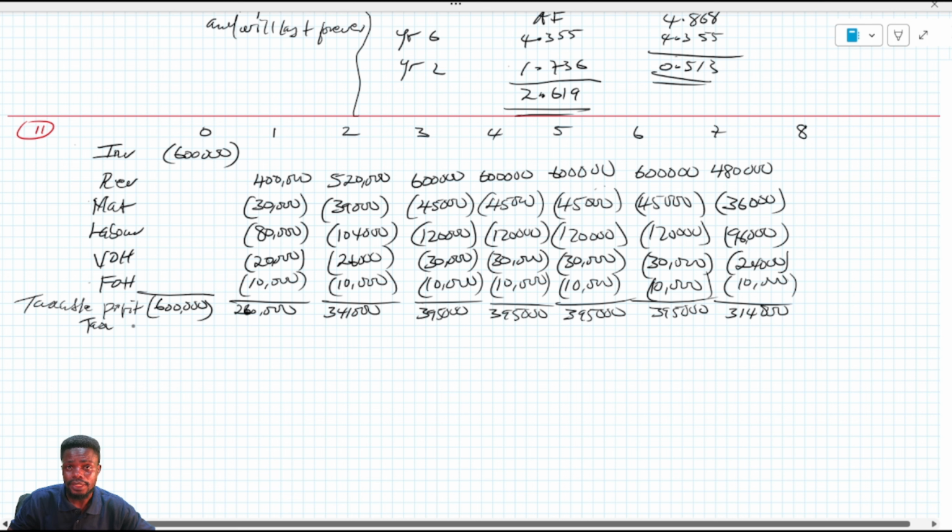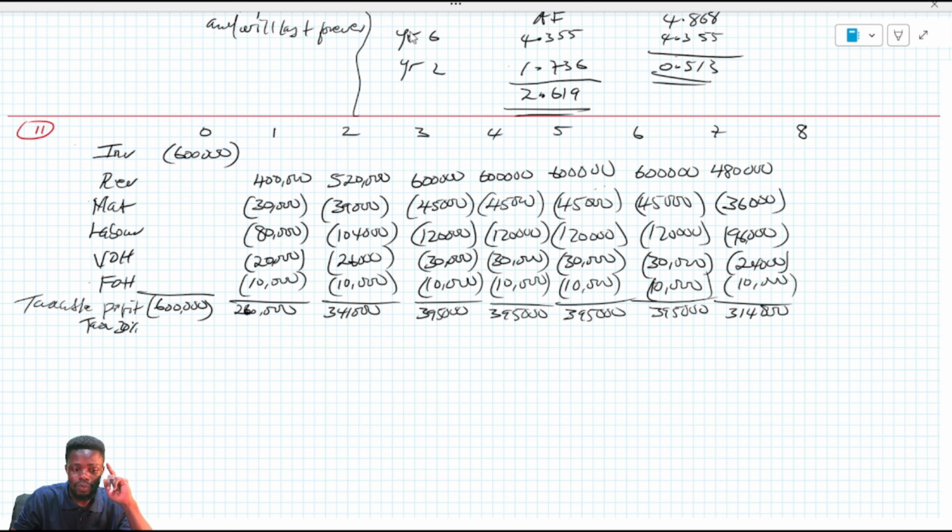What is tax? Tax is 30%. 30%, but it is in arrears. 30% in what? Arrears. 30% in arrears. What does that mean? It means the 30% we are calculating for this year one, 30% of year one.